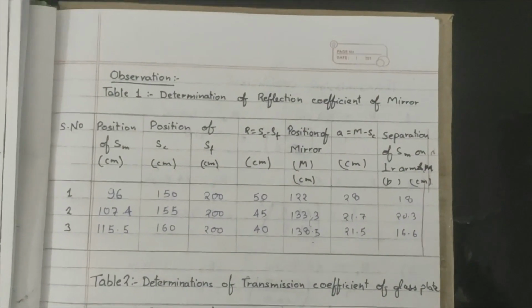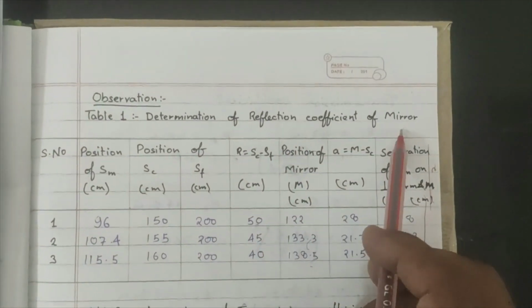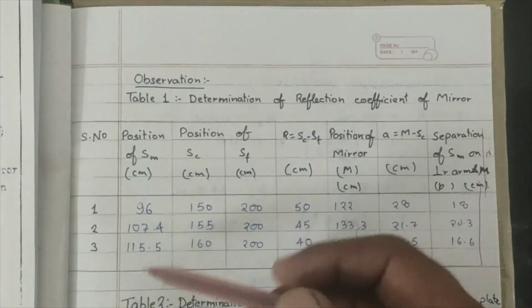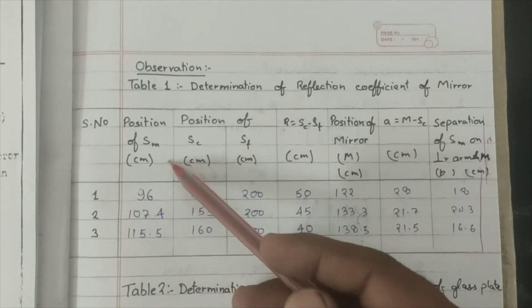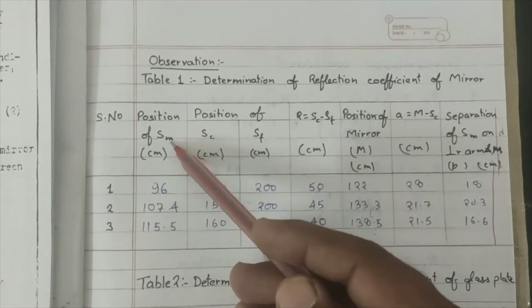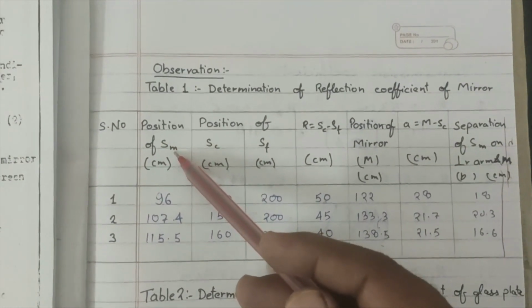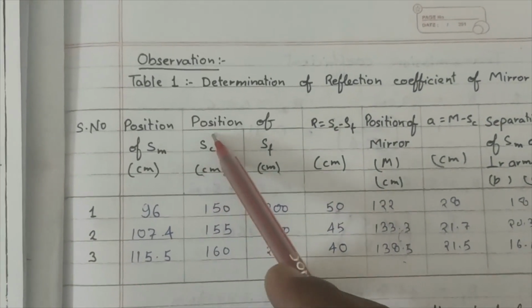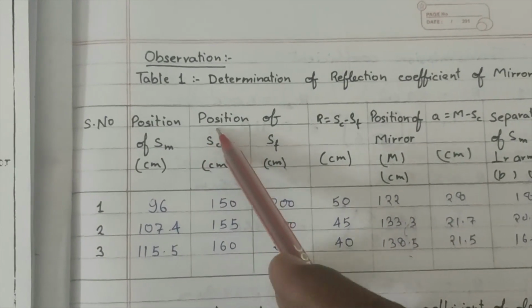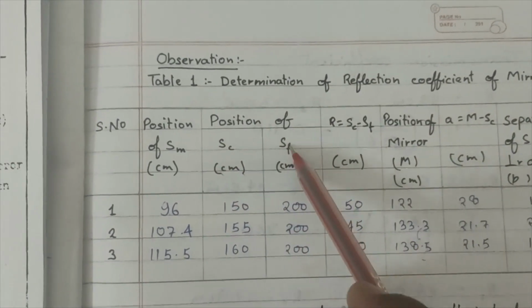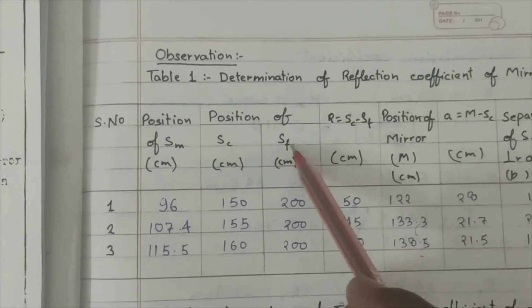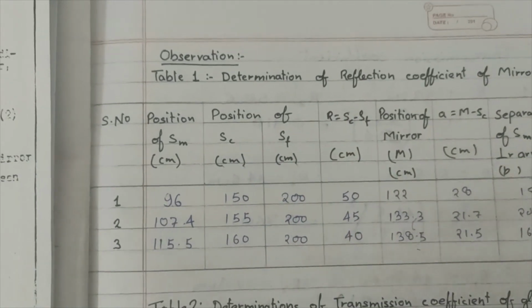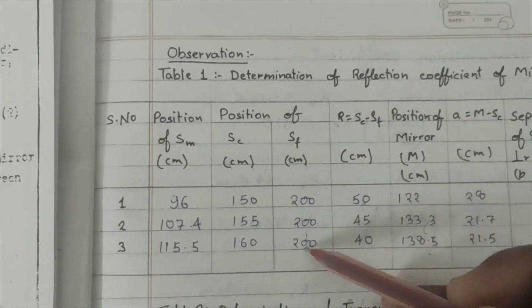The observation table which we are going to use is very simple. For the reflection coefficient of the mirror, the first column is the serial number, the second is the position of SM. SM means the source which is movable, M corresponds to movable. Then the position of SC, where C means the screen, that is the position of the LB photometer. SF, where F is for the fixed source, the source which we are going to fix. You can also see the position of the source is fixed here.